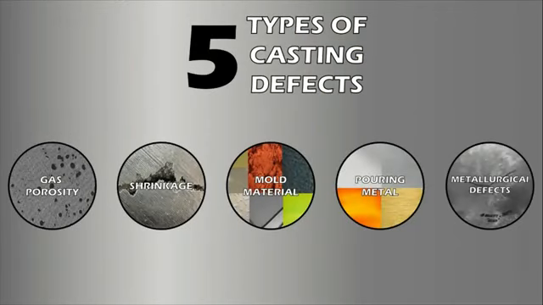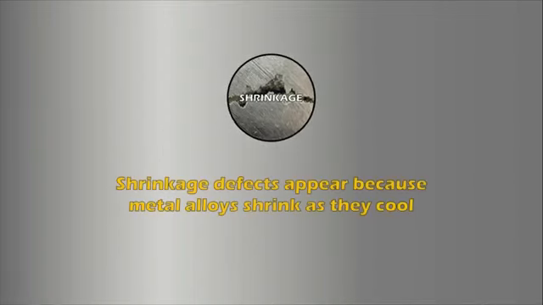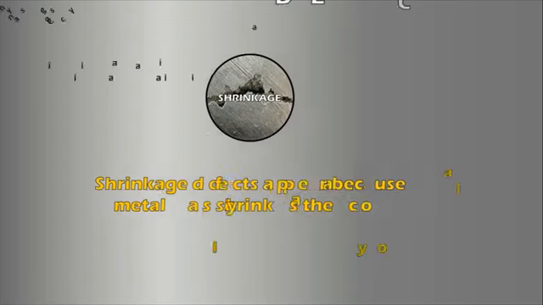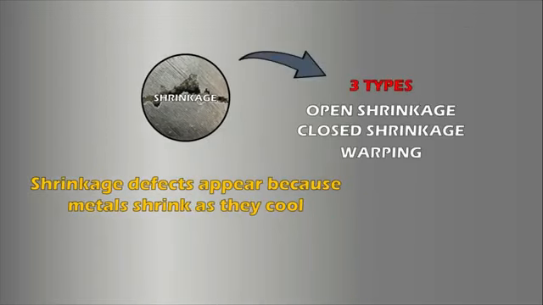Now let's discuss the shrinkage defects. Shrinkage defects appear because metal alloys shrink as they cool. It is normal for an alloy piece to shrink as it solidifies. However, defects occur when the metal shrinks unevenly, causing it to either distort the shape of the final product or create interior holes. There are 3 types: open shrinkage, closed shrinkage, and warping.